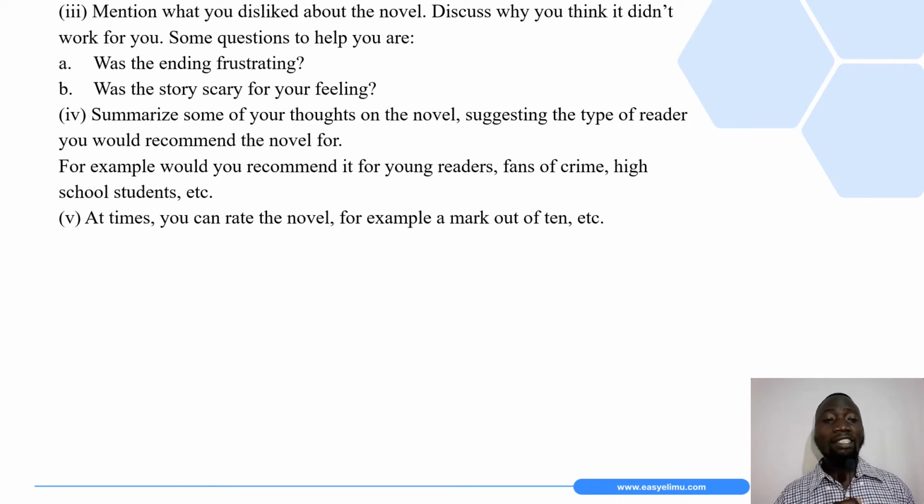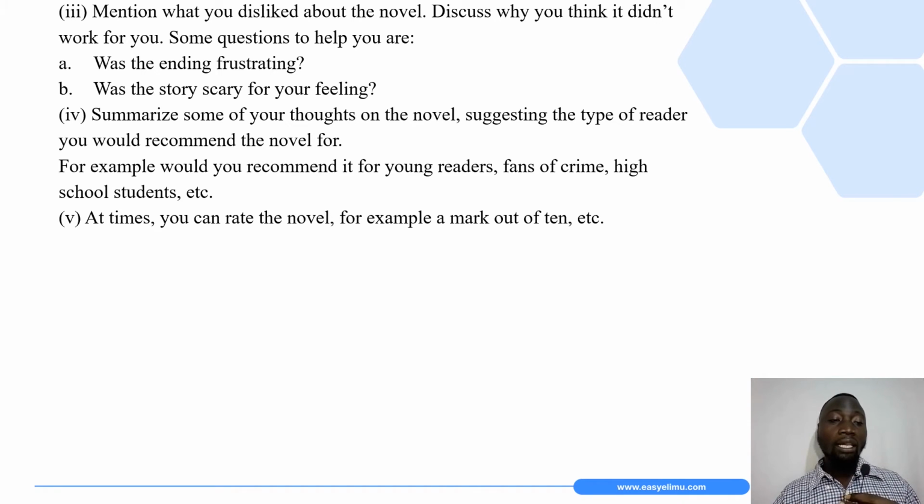Another thing is to summarize some of your thoughts on the novel, suggesting the type of reader you would recommend the novel for. For example, would you recommend it for young readers, fans of crime, high school students, etc.?